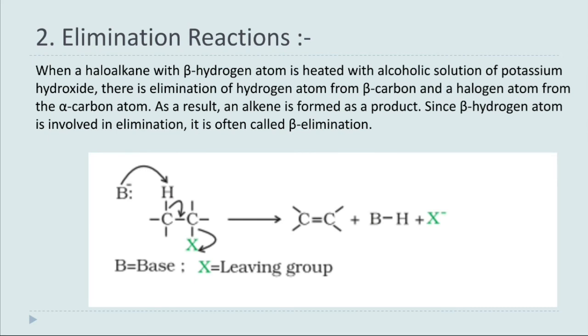Now see what the base will do. The base will attack the beta hydrogen, and this beta hydrogen will be removed from here. Then the electrons of the bond will form a pi bond between alpha and beta carbon, and the halogen present at the alpha carbon will be removed. So a pi bond will be formed, the hydrogen is removed by the base, and the halogen is also removed. This is called beta elimination.